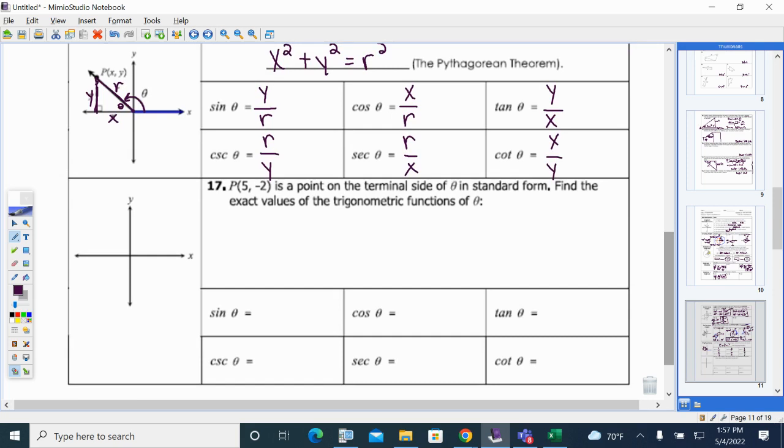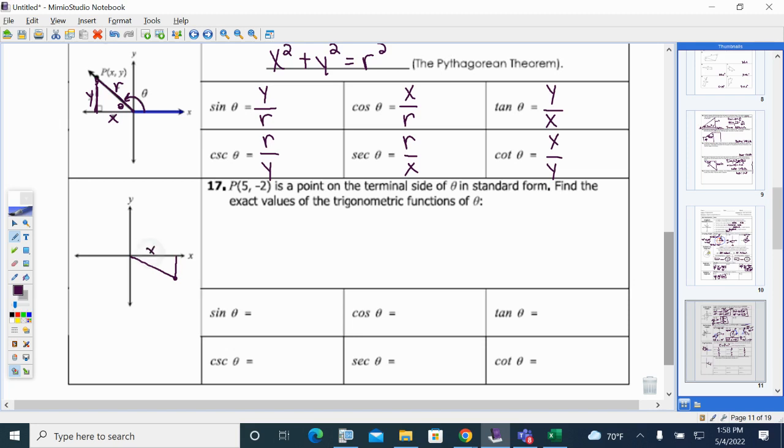As we're working question number 17, it says point P, which is at (5, -2), is a point on the terminal side of theta in standard form. Find the exact values of the trig functions of theta. So what we're going to do is plot (5, -2). So (5, -2), we're just going to say lives right about there. And we're going to draw a line from the origin to that point. And then we're going to draw a perpendicular from that point to the x-axis.